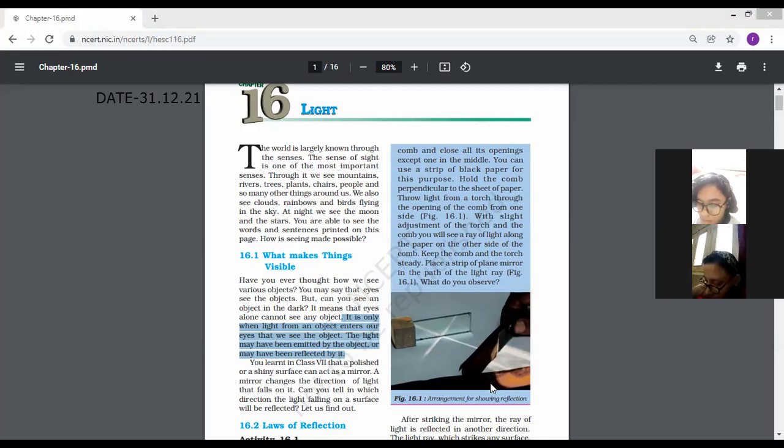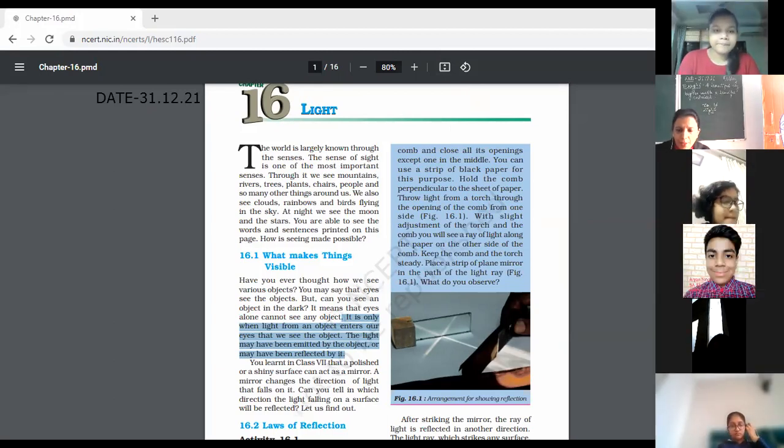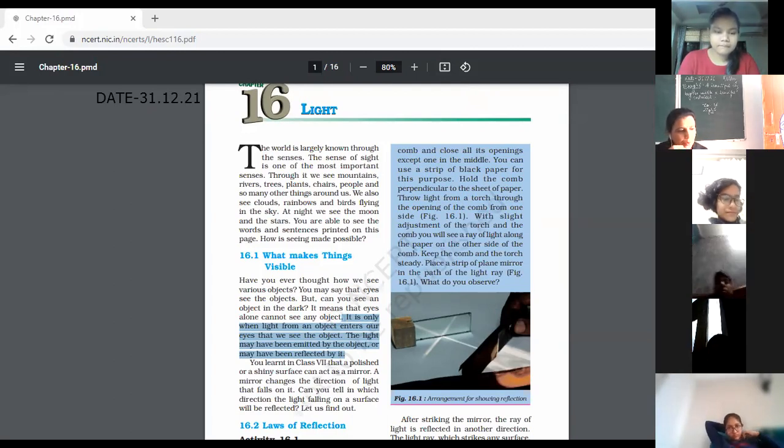We have to study in what way the light is coming back. When light strikes any reflecting surface, it bounces back. This is known as reflection, the bouncing back of light. It is quite common that reflection is known as the bouncing back of light. Now we have to see in which direction it comes back. For that, we need to study the laws of reflection also. So let's continue with it.